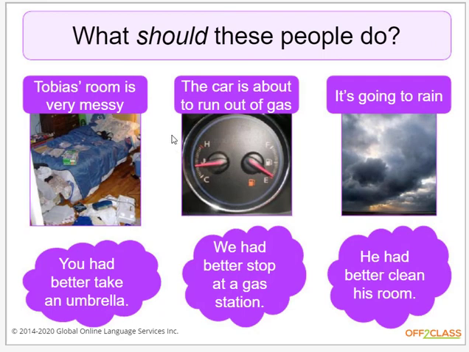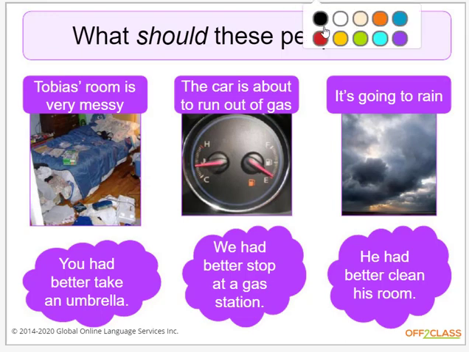What should these people do? Tobias's room is very messy. The car is about to run out of gas. It's going to rain. So you've got answers here. You had better take an umbrella. We had better stop for gas at a gas station. He had better clean his room.